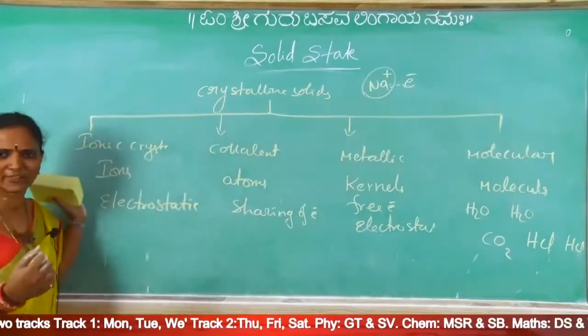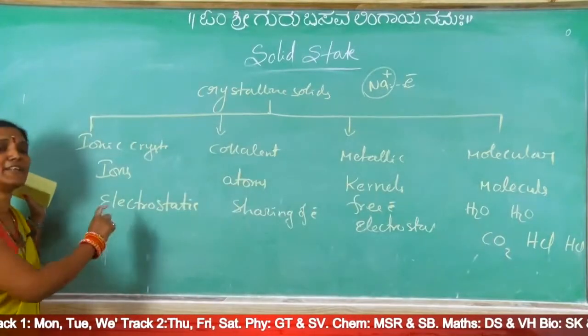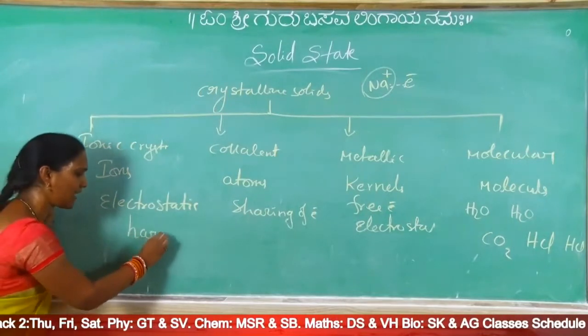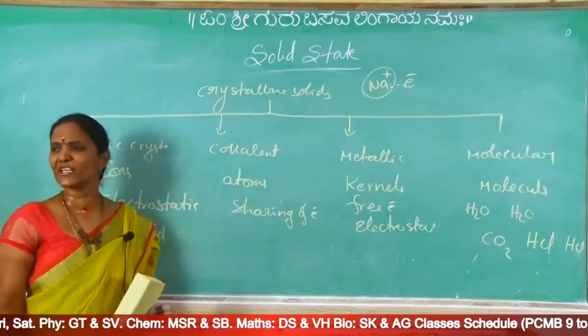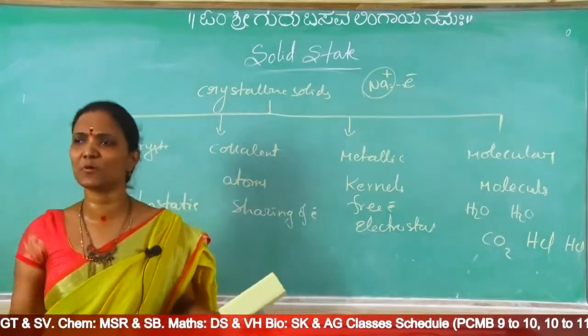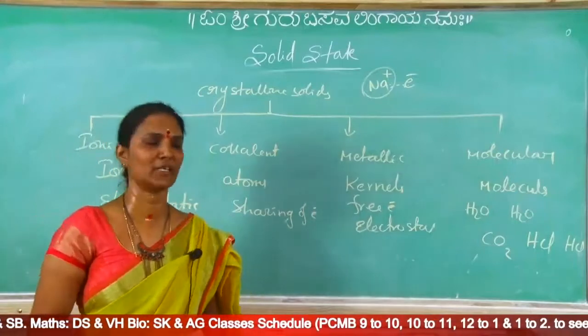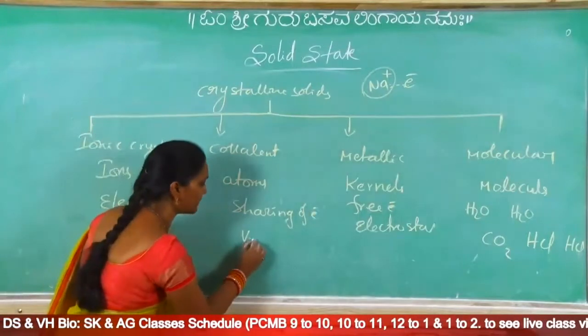Now come to the strength. Here, with electrostatic interactions, definitely ionic crystals are hard. And here, with sharing of electrons, covalent crystals exist as giant polymers. Diamond exists as a giant polymer. So these are very hard.